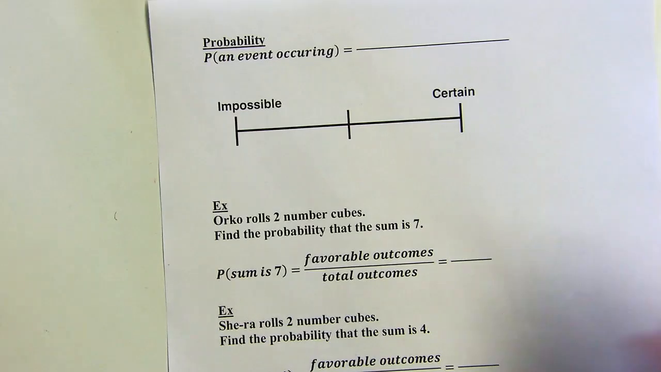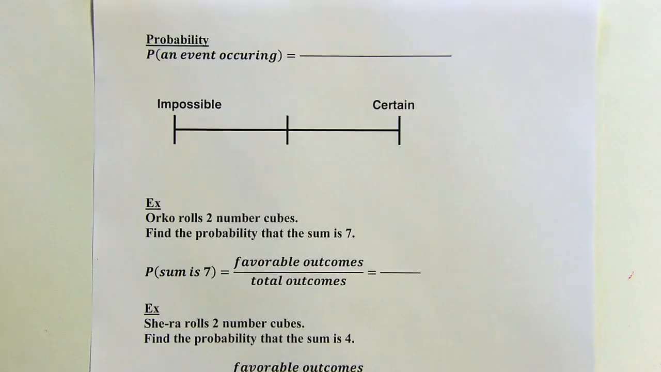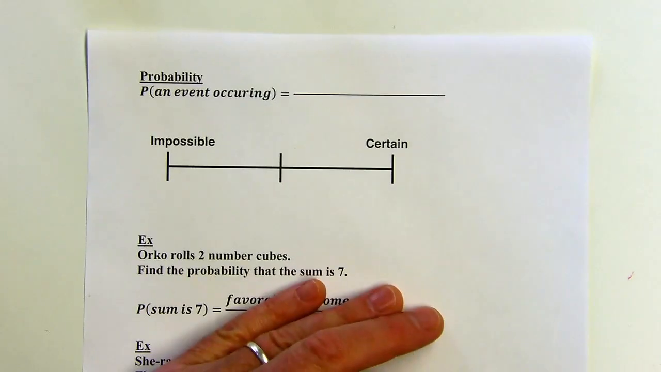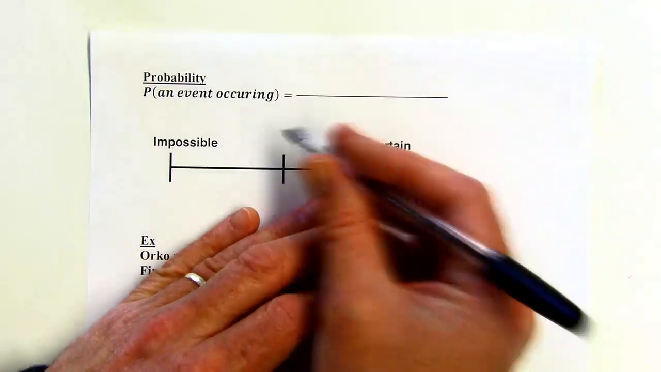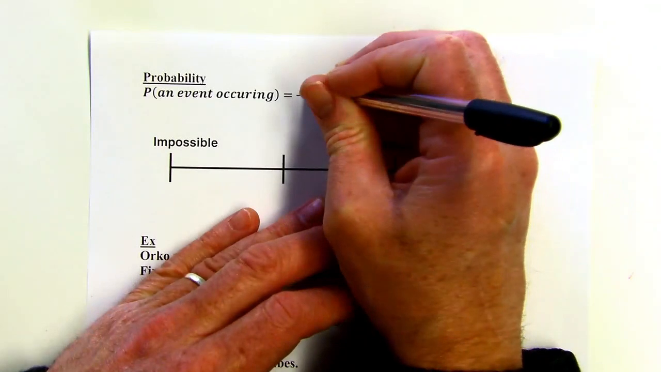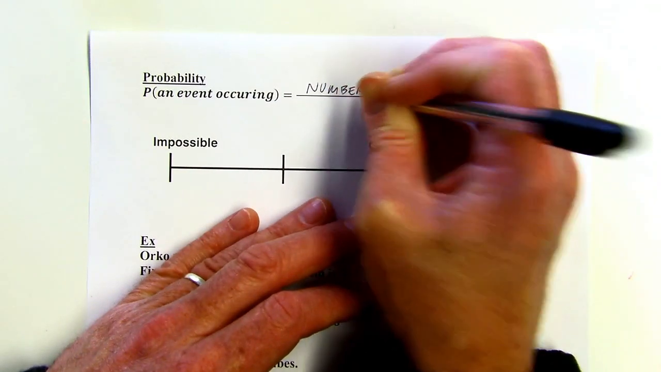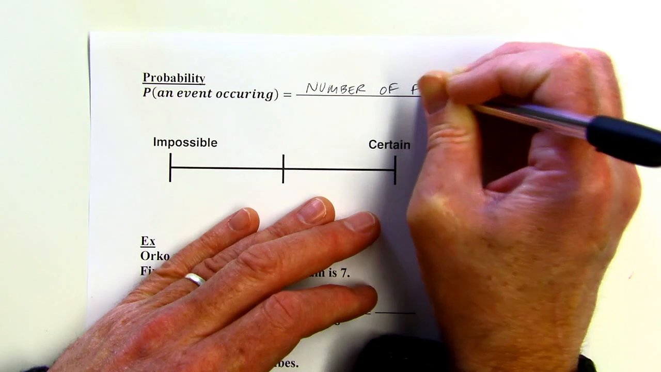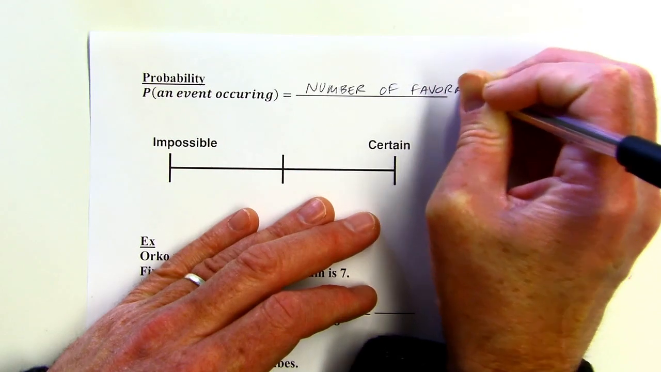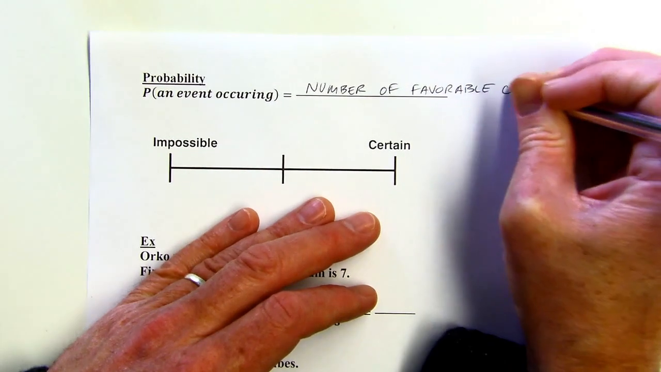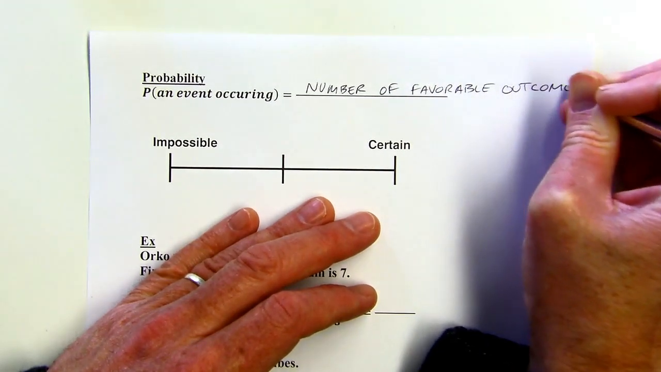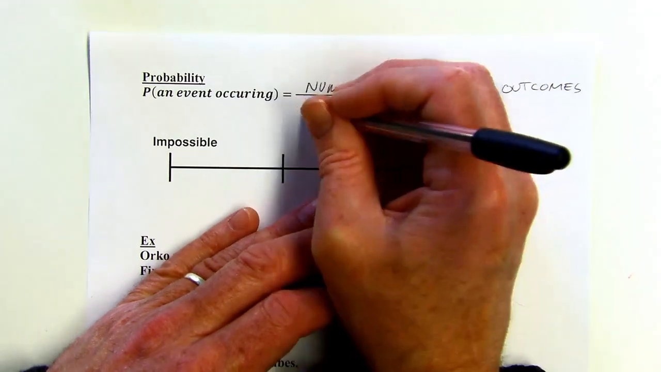Okay, let's look at probability on the next page. The probability of an event occurring is going to be equal to a fraction where the numerator is the number of favorable outcomes, and the denominator would be the number of total outcomes.